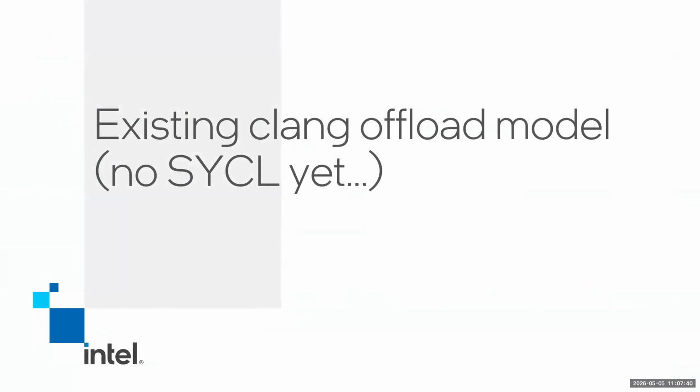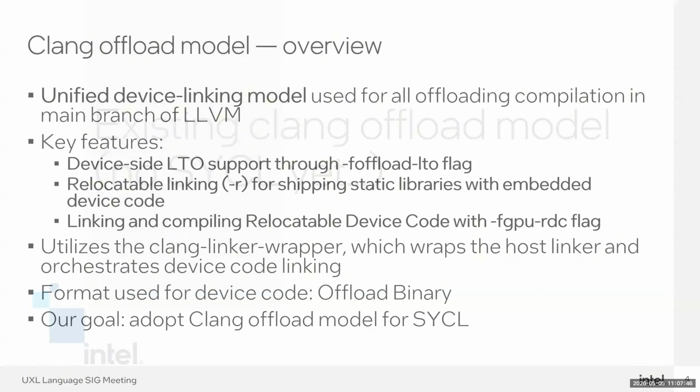Okay, so let's start from the existing Clang offload model without SYCL yet. Clang offload model is a unified device linking model which is currently used for all offloading compilation in the main branch of LLVM. And a key feature of it is that it allows device-side link time optimization support. It enables relocatable linking for shipping static libraries with embedded device code. And it allows relocatable device code.